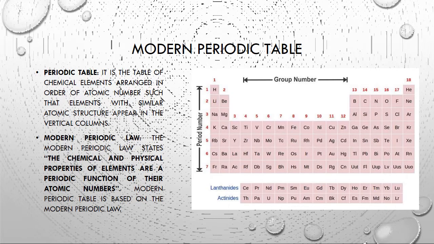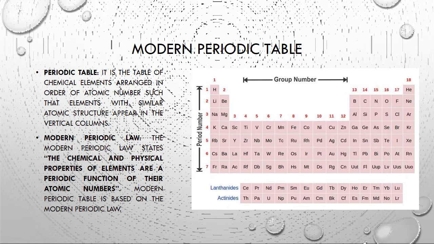This is the modern periodic table. We have group number 1 to 18 and period number 1 to 7. It consists of S block, P block, D block, lanthanides and actinides. The periodic table is the table of chemical elements arranged in order of atomic number, such that elements with similar atomic structure appear in vertical columns.